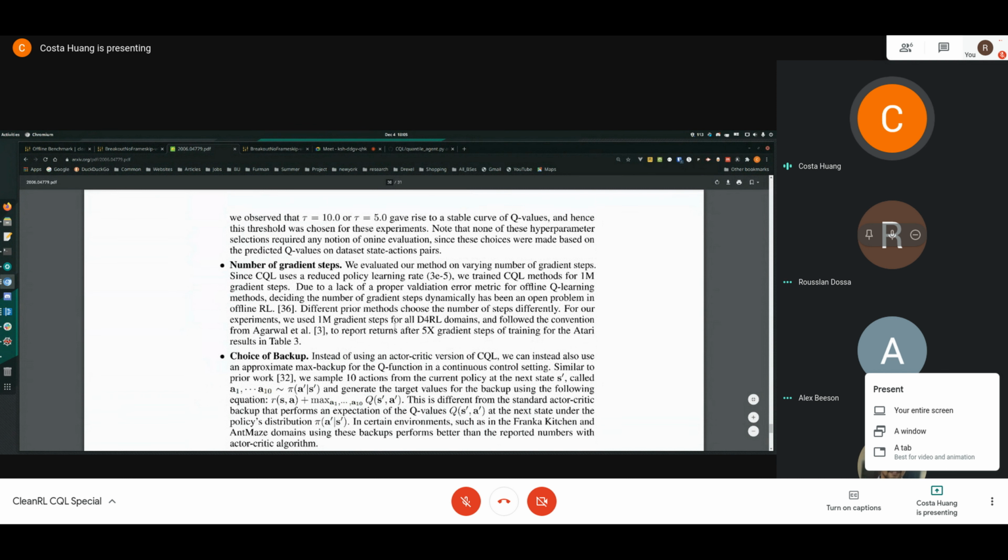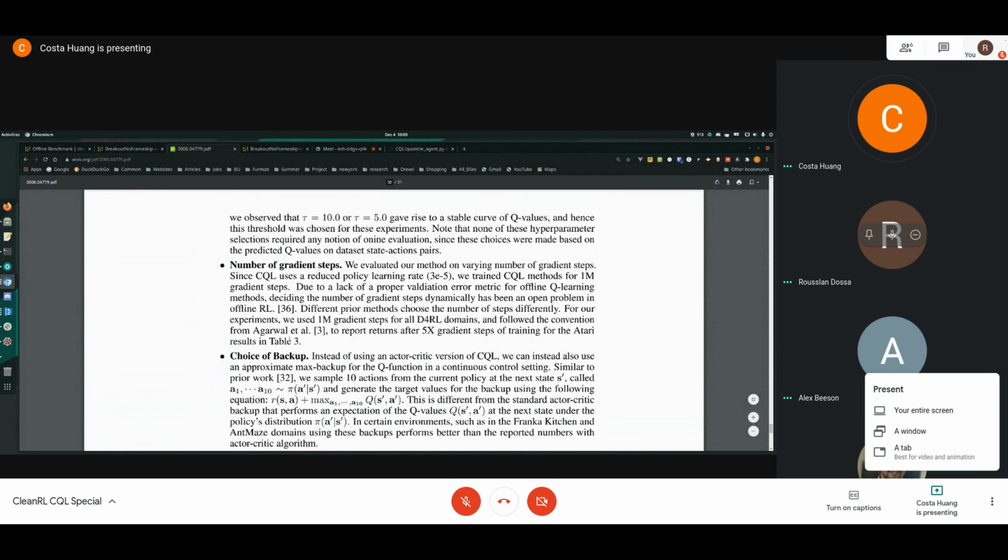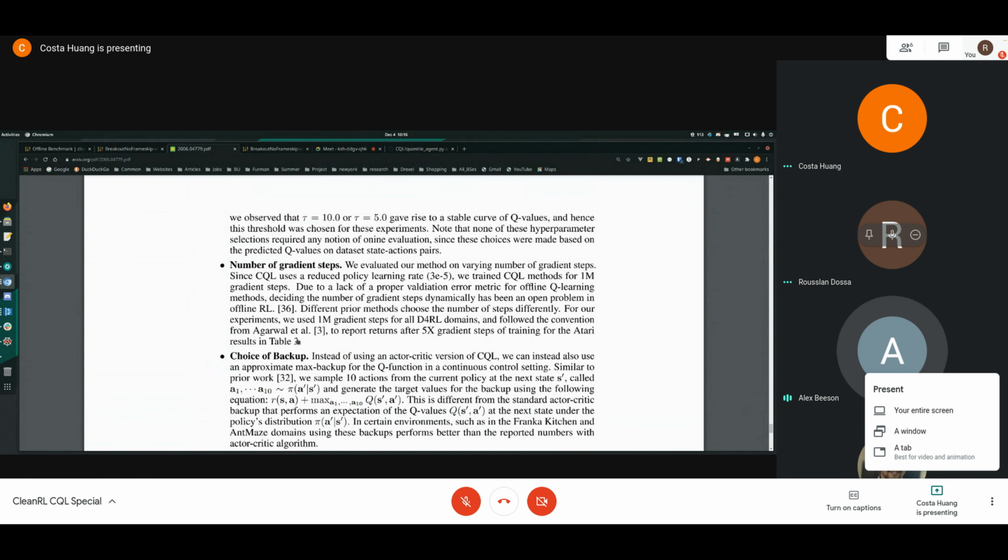Okay. So, 5x, did you say 5,000 or what does it even mean? Oh no, that would be 5K, 5 times gradient steps, 5x. Oh, 5x, yeah. Report the returns after 5x gradient steps of training for Atari results. Like the sentence doesn't make sense. It could be a typo. I guess then it would make sense, although x and k is pretty far away from each other. Yeah, that's true.